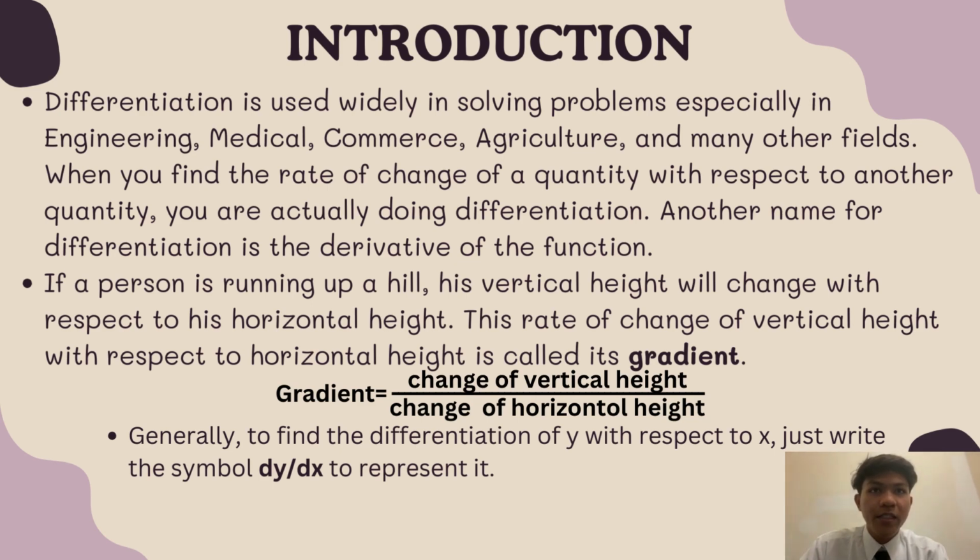If a person is running up a hill, his vertical height will change with respect to his horizontal height. This rate of change of vertical height with respect to horizontal height is called the gradient. Gradient equals change of vertical height over change of horizontal height. Generally, to find the differentiation of y with respect to x, just write the symbol dy over dx to reference it.